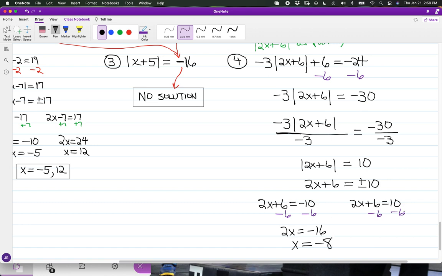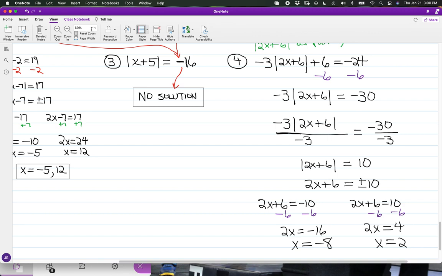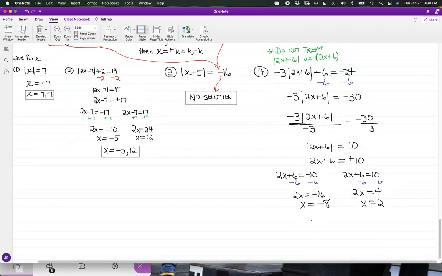And taking 6 away from both sides in the second equation, we're going to have that 2x is equal to 4, and with division by 2, we have that x is equal to 2. And so for x, there will be two solutions again, one negative and the other positive, which we have with negative 8 and 2.